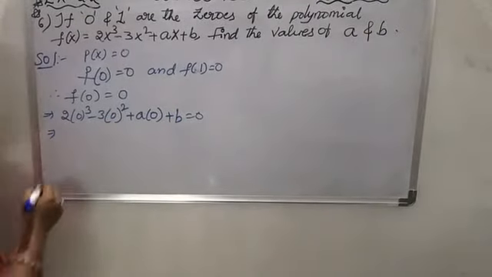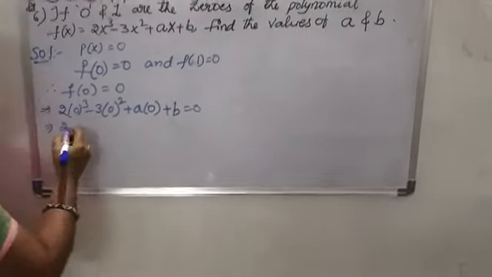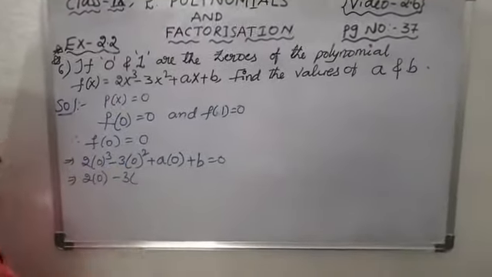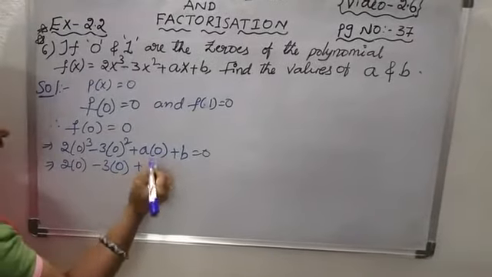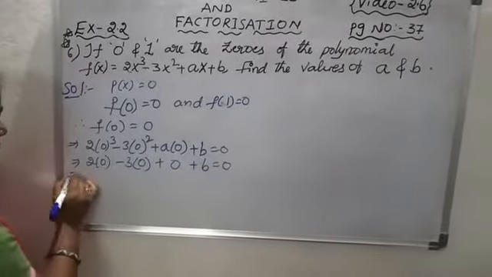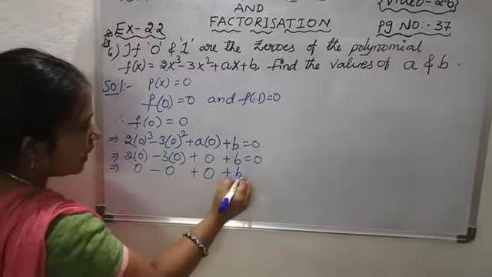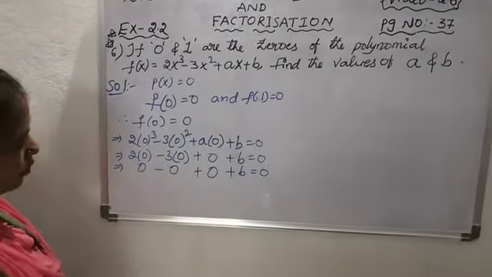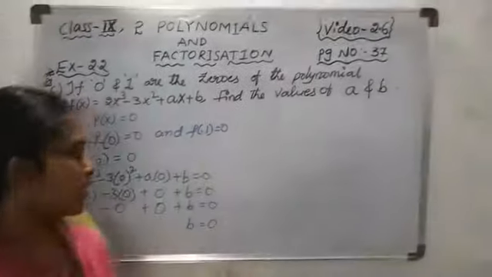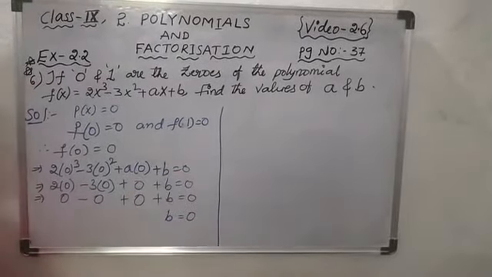Now coming here, 2, 0 multiplied 3 times, 0 into 0 is 0, and 0 multiplied any number of times we always get 0. Minus 3 into 0 multiplied 2 times is 0, plus a into 0 is 0, plus b is equal to 0. Observe here, 2 zeros are 0, minus 3 zeros are 0, plus 0, plus b is equal to 0. All are zeros, so remove these. Remaining, b is equal to 0. So the value of b is equal to 0. We are getting one value.